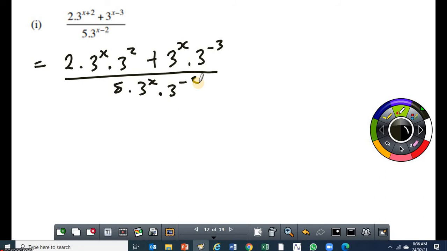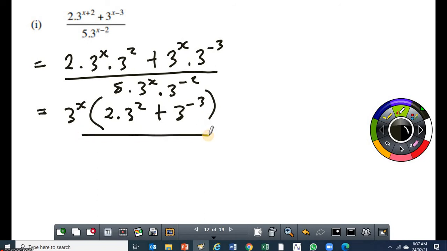Okay? So in the numerator, what's the common factor? 3 to the power of x. Open bracket. If you divide the first term by 3 to the power of x, you'll be left with 2 times 3 squared plus 3 to the power of minus 3. All over. Now, in the denominator, I'm going to swap the position of the terms. Now, I'll start with 3 to the power of x. Okay, so I'll write here 3 to the power of x times 5 times 3 to the power of minus 2.